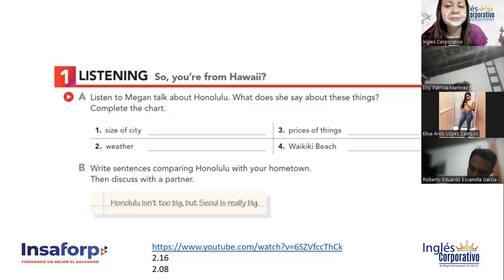Okay, what about... Honolulu isn't too big, but Cincinnati City is really big. Very nice, Claudia. Elsie, try to write a complete sentence. Chalatenango is colder than Honolulu.